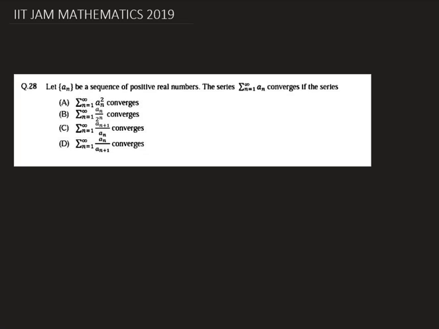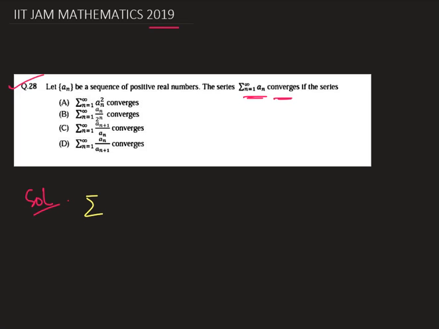Hello, today we are going to solve question number 28 of IIT JAM Mathematics 2019. Here a sequence of positive real numbers a_n is given and we need to find the condition such that the series sum over n equals 1 to infinity converges. So let's start the solution.